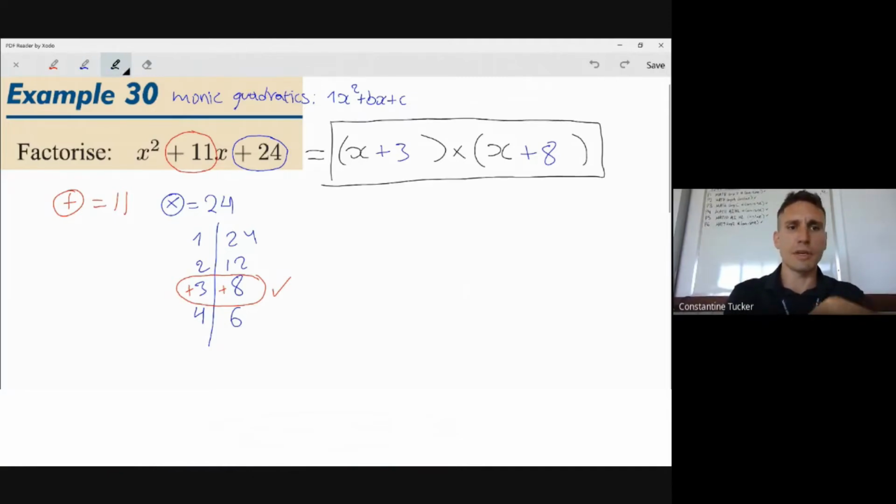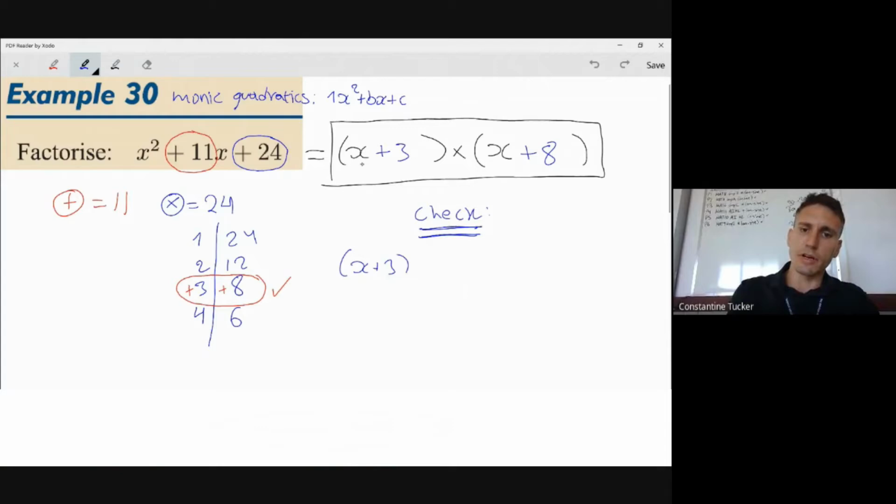Let's just double check, because sometimes you might be skeptical about this. Why does this work this way? How can I believe you? How can I trust you? Well, you can check. You can actually expand the brackets, x plus 3 times x plus 8, and see if that gives you the thing that you had originally in that question.